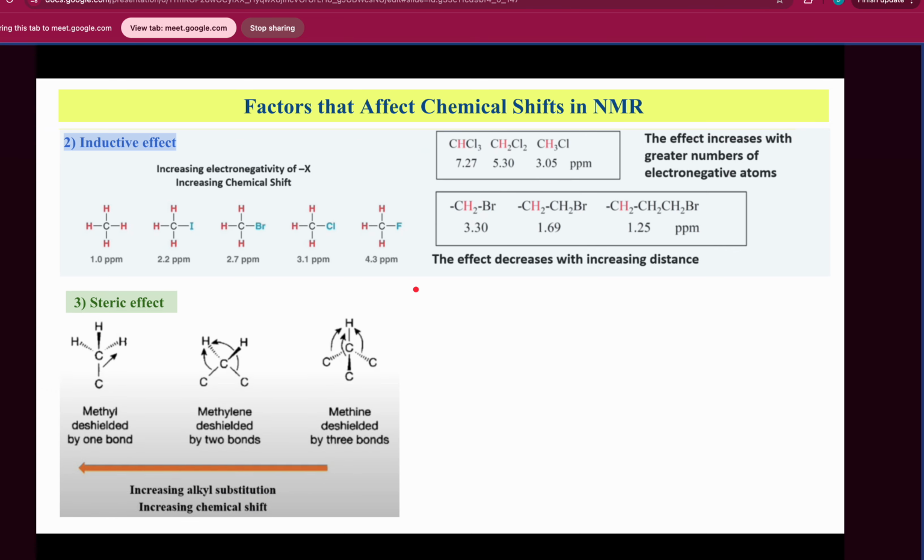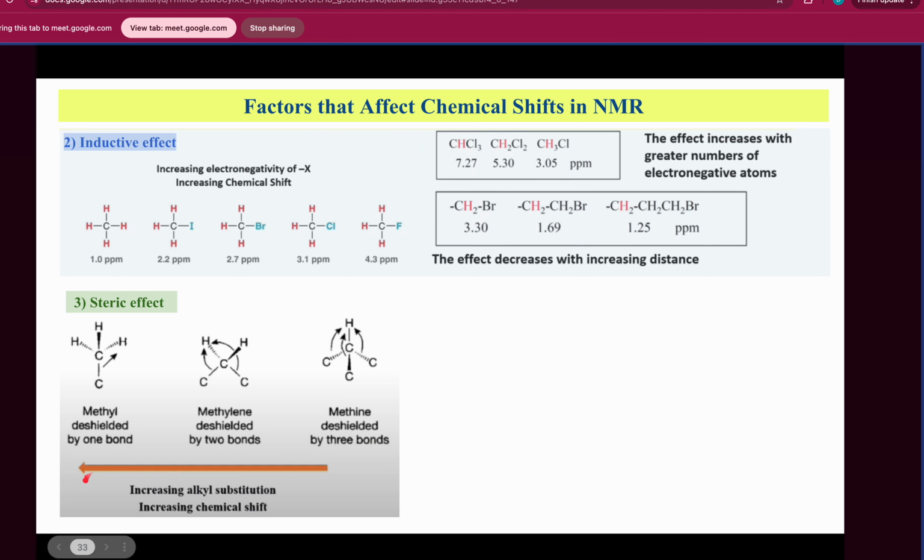The third factor which affects the chemical shift is the steric effect. In this case, the methyl is de-shielded by one bond. In this case, the methylene is de-shielded by two bonds, so there are two carbons next to the CH2 which bring about the de-shielding effect. And then the methine is de-shielded by three bonds, and there is only one hydrogen. So increasing the alkyl substitution increases the chemical shift.